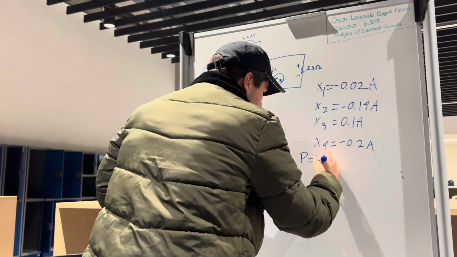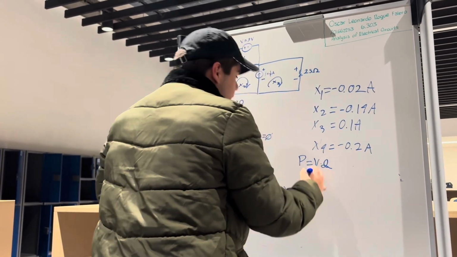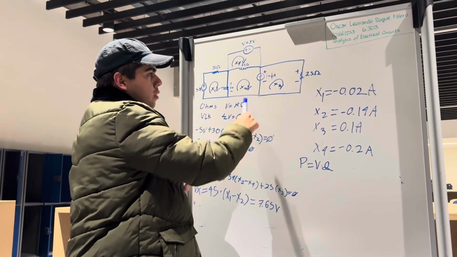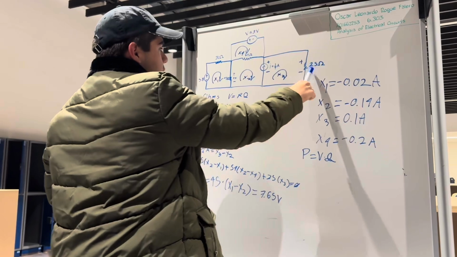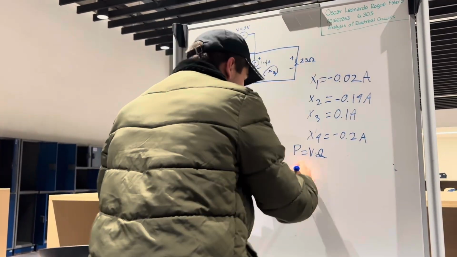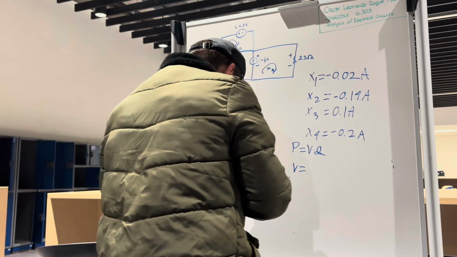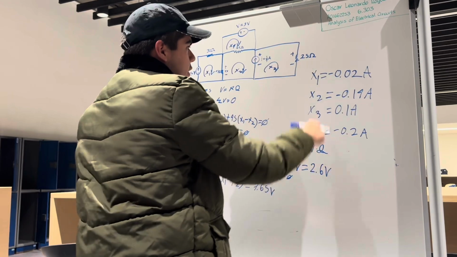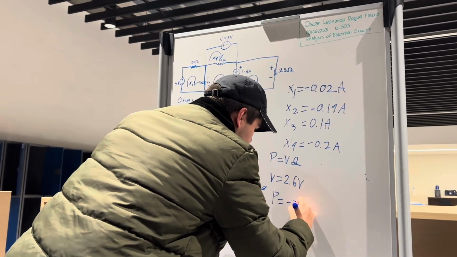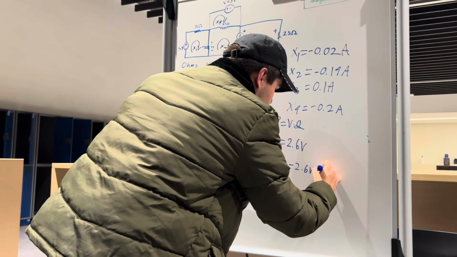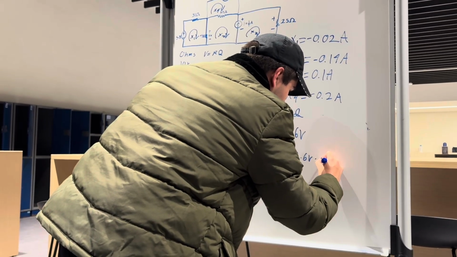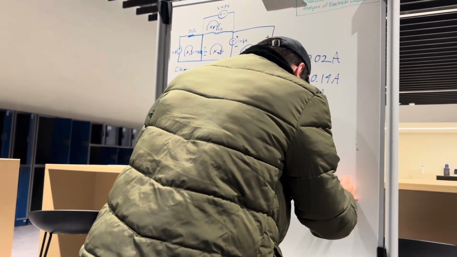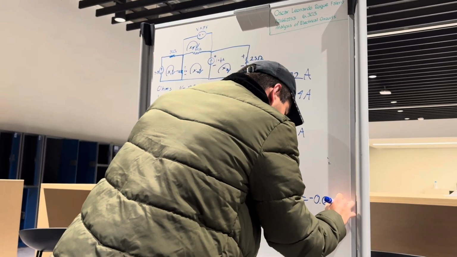Now we need the power of this. The power is equal to voltage multiplied by current. We already have our current, we need the voltage. We get the voltage with Ohm's law, because when you have two parallel components, they have the same voltage. So it's 25 multiplied by x3. That gave us a voltage of 2.6, and this enters into the negative. So to get the power, it's minus 2.6 volts multiplied by 0.25 amperes. It's equal to minus 0.65 watts of power.